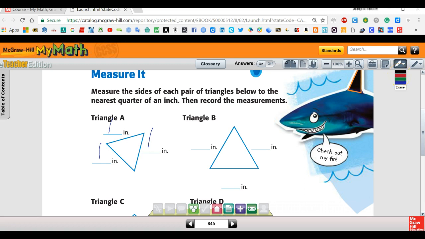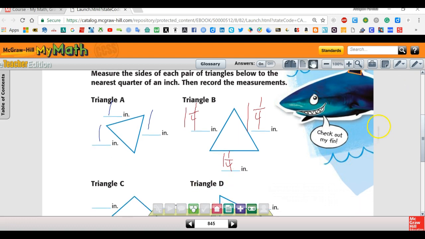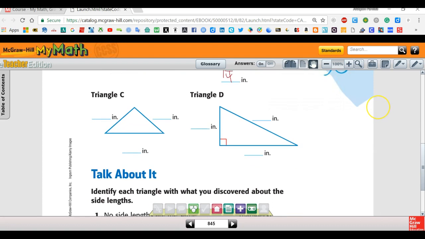So again, what was the measurement for triangle B? 1, and then 1 1/4. So I do the whole number, then the fraction. Okay. Now go and label triangles C and D.